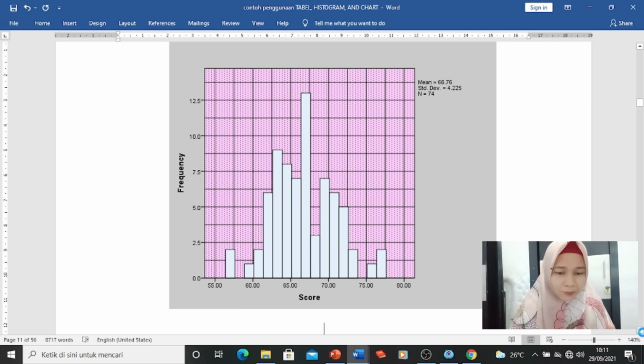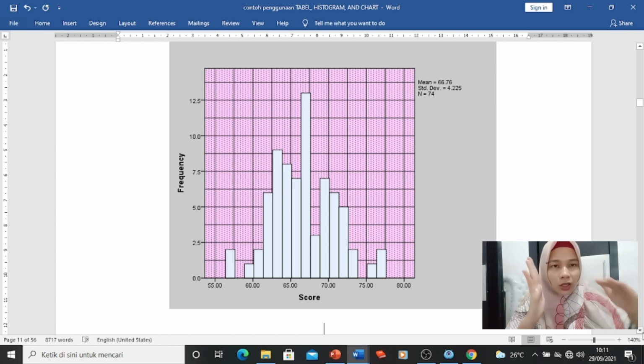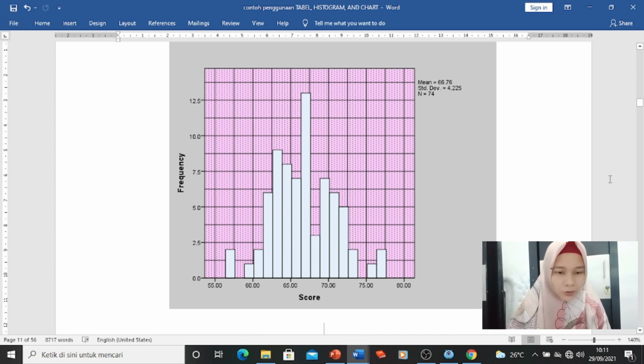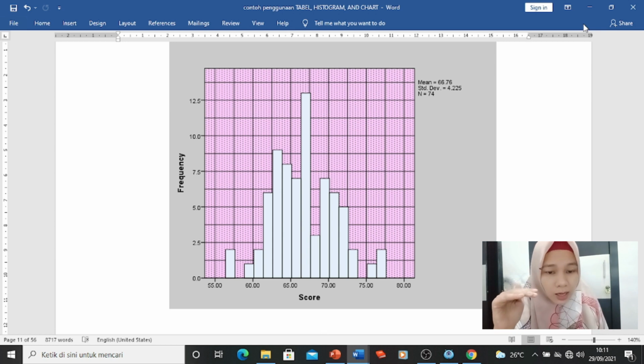So look at what I have here. The horizontal line is for the score, and the vertical line is for frequency. You've got to read them and then combine your explanation. So the way you read the chart is, for example, look at the highest bar. The highest bar for the score is above 12.5 in frequency. So that's the highest score.